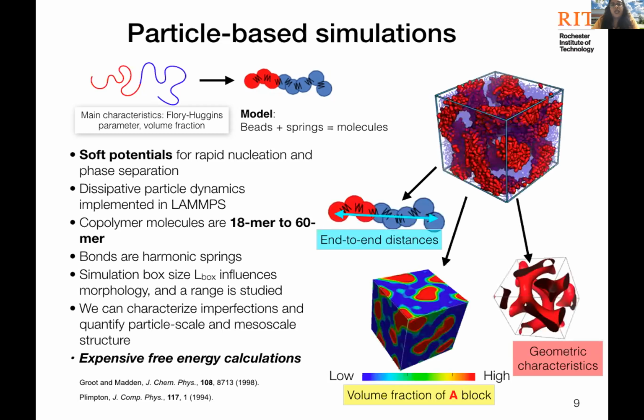But really, the reason we care about particle-based simulations, or the advantages, is you can really ask questions and test hypotheses about the rational design approach. So we can measure the end-to-end distances, which gives an idea of the conformational entropy. We can look at the volume fraction distribution within the morphology, which again gives an idea of the mixing entropy in the system. And then we can also characterize the topology, which I'll talk about a little bit. Topology becomes particularly important in gyroid morphology.